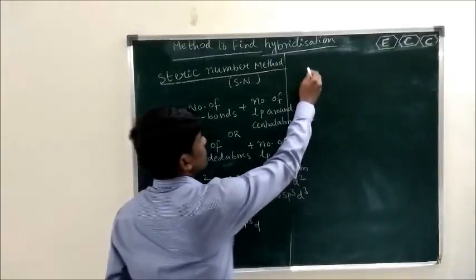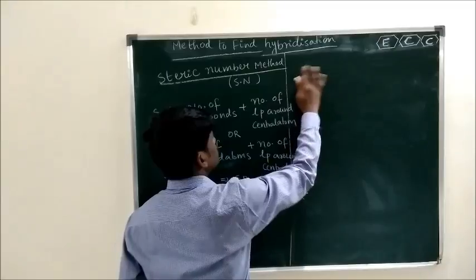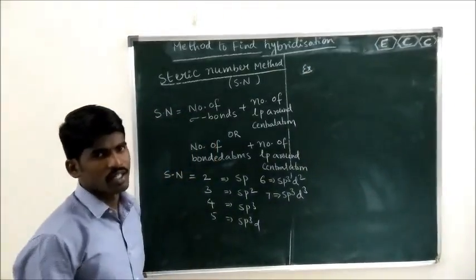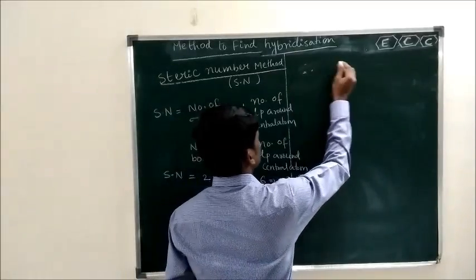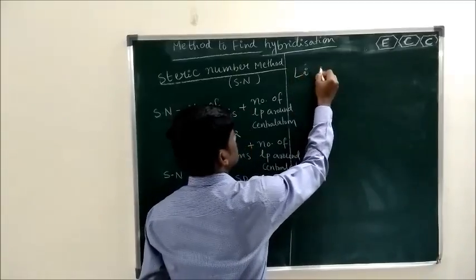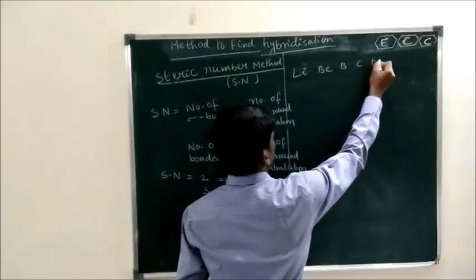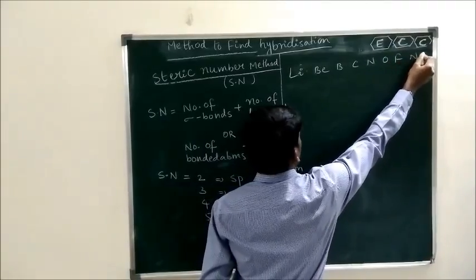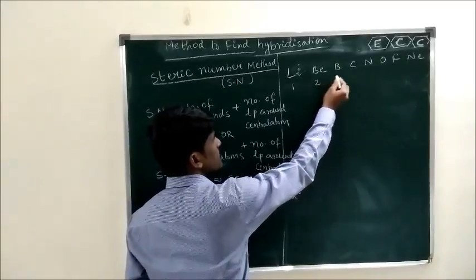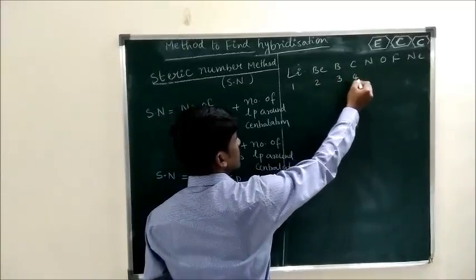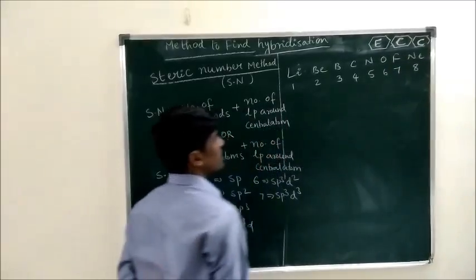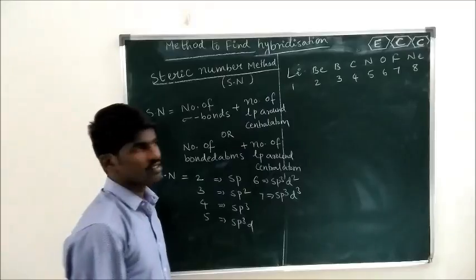Let's take a look at it, with a simple example. But before going to the examples, you need to understand valence electrons. Let us say lithium, beryllium, boron, carbon, nitrogen, oxygen, fluorine, neon. Lithium has 1 valence electron. Beryllium has 2 valence electrons. Boron has 3, carbon 4, nitrogen 5, oxygen 6, fluorine 7. Neon has 8 valence electrons.